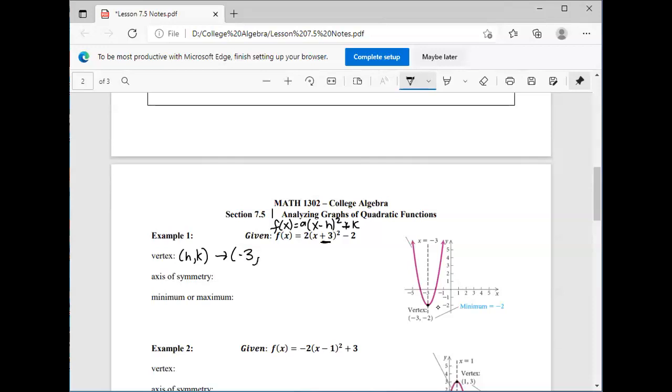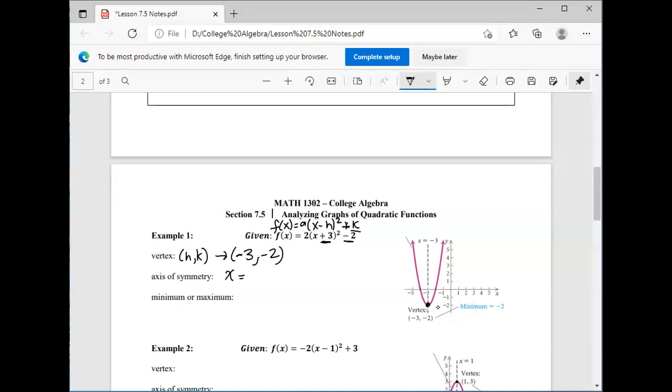And then K is positive, so this whole thing wouldn't change. It would be negative 2. So inside the parentheses, we would do the opposite, which we're kind of already used to thinking that way, right? If it's inside the parentheses, if it's a plus 3, you're going to write down minus 3. But outside the parentheses, it's the same. And we can see that they already have this plotted. Negative 3, negative 2 is our vertex. It's the lowest point.